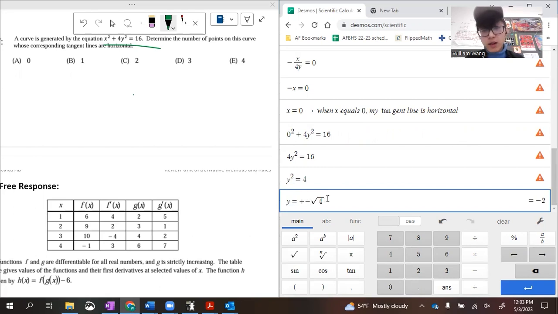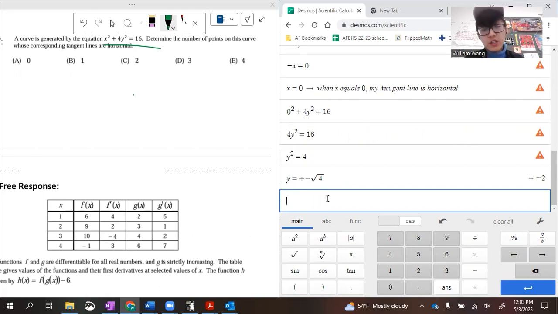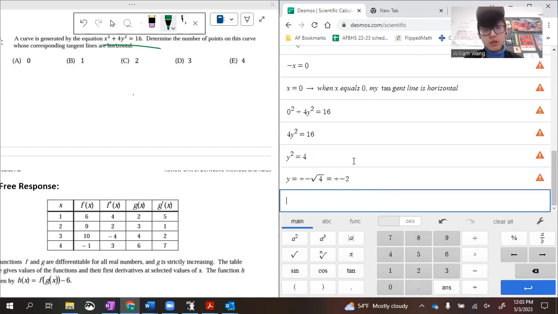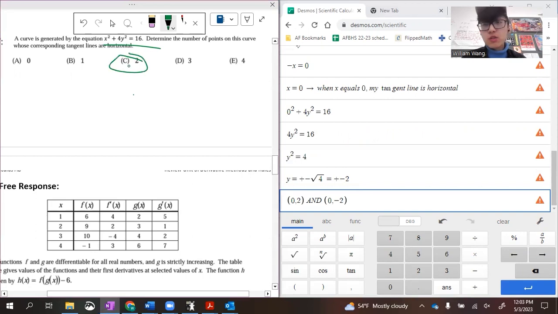So actually, there's going to be 2 options, because that's equal to plus minus 2, right? So I have 2 options. My tangent line is going to be horizontal at (0, 2) and (0, negative 2). So my answer choice is 2, because there's 2 points. All right, hopefully that makes sense.